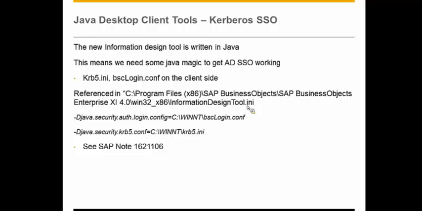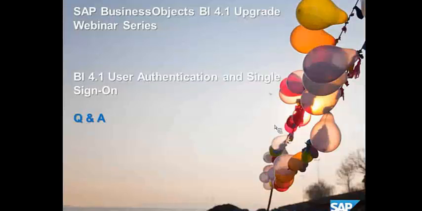Okay, so we've reached the end of the BI4.1 series, Upgrade, User Authentication and Single Sign-On. So we basically summarized all of our authentication methods, giving you an idea of what's going to be popular going forward, what our customers are using now, and hopefully some possibilities that we're going to implement in the future. Are there any questions that we didn't get during the presentation? We still have a few more minutes.